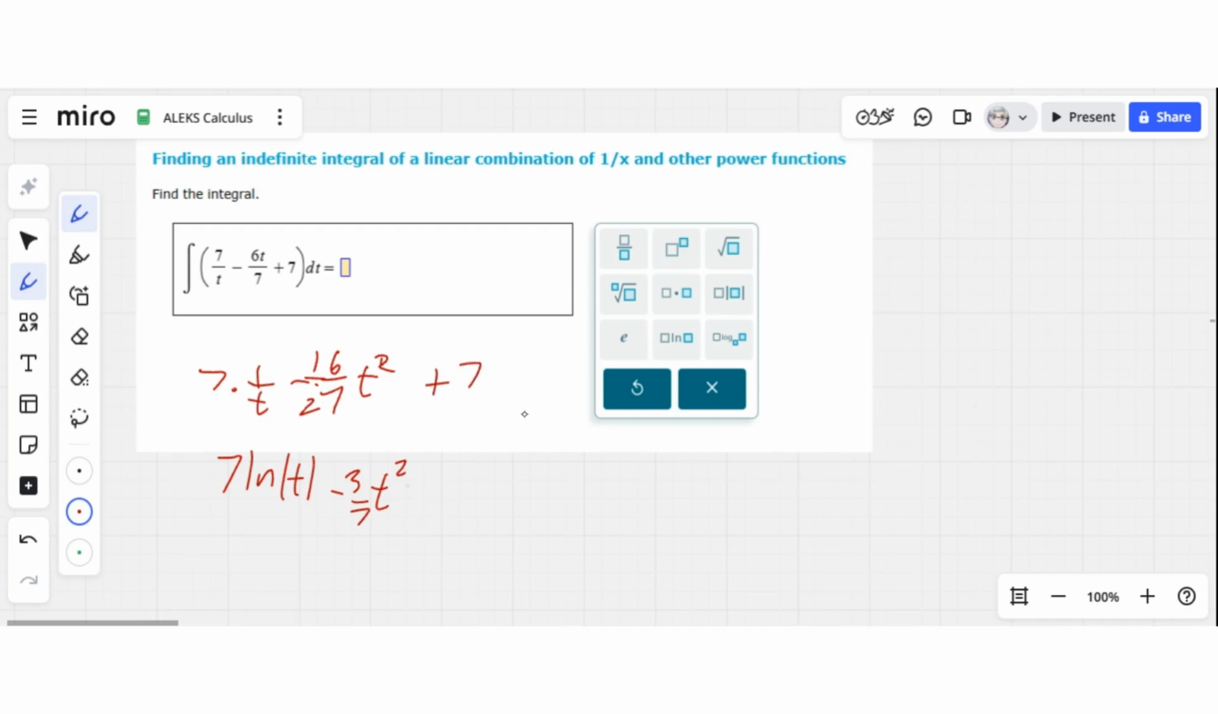And then we've got our plus 7 here. We're going to raise the power by 1. And you can think of this as t to the 0 power. Anything to the 0 power is 1. So 7 times t to the 0 power is 7. And then we raise that power by 1. When we multiply by the reciprocal 1, it doesn't change anything because it's still 1 over 1. So we get 7t plus our constant, big C. So that's a little bit of work with indefinite integrals, including forms of 1 over x.